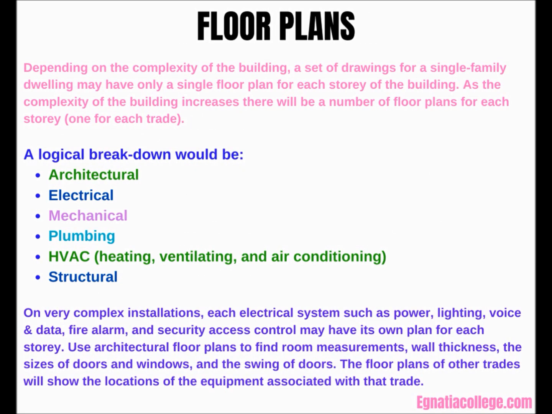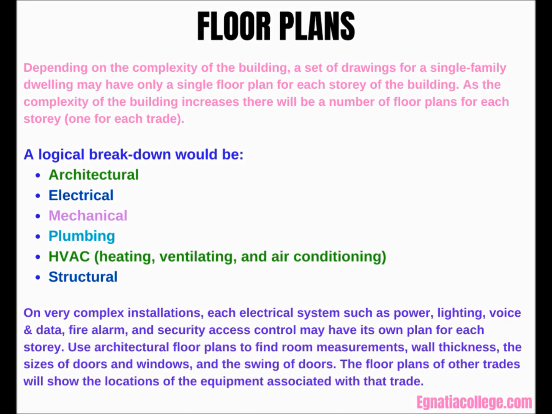Floor plans. Depending on the complexity of the building, a set of drawings for a single-family dwelling may have only a single floor plan for each story of the building. As the complexity of the building increases, there will be a number of floor plans for each story, one for each trade. A logical breakdown would be architectural, electrical, mechanical, plumbing, HVAC, heating, ventilating, and air conditioning, structural.